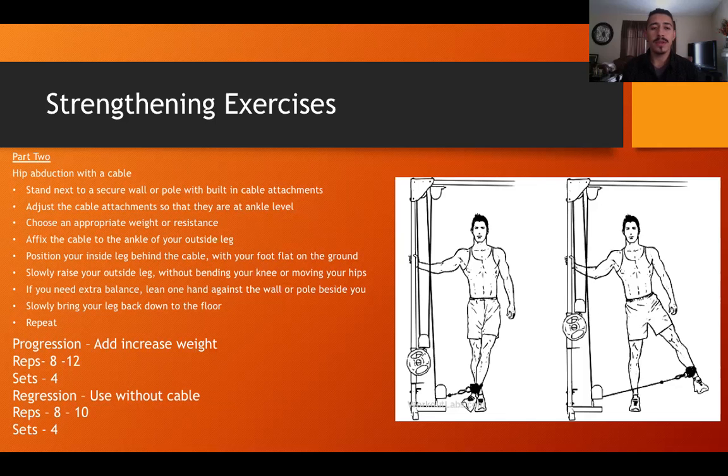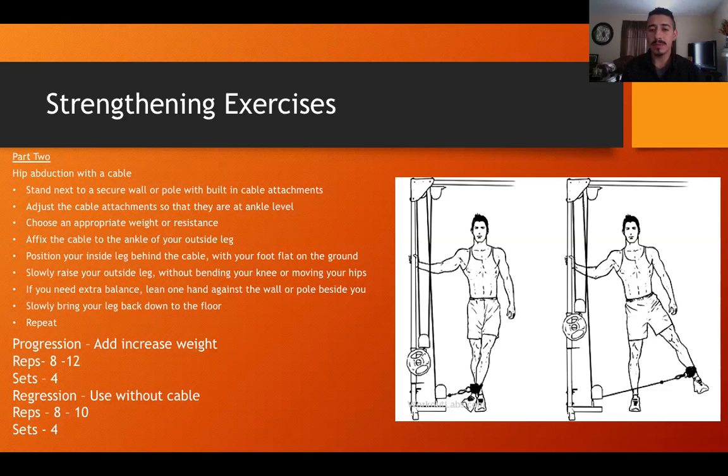After that, you're going to slowly raise your outside leg without bending your knee or moving your hips. If you need extra balance, lean one hand against the wall or pole beside you. Slowly bring your leg back down to the floor, and then you're going to repeat that. And then we have an example there off to the side. You're going to usually find these machines at any kind of gym that you have nearby.